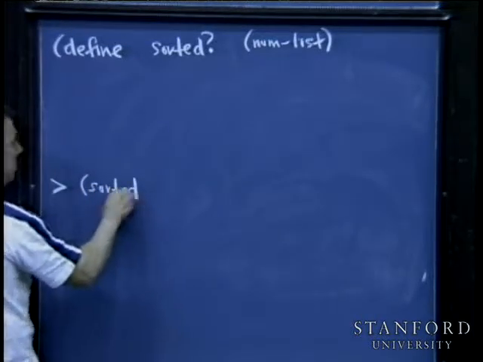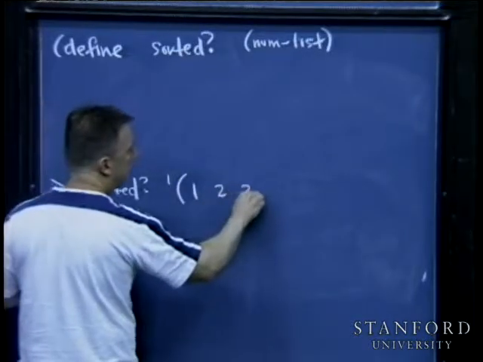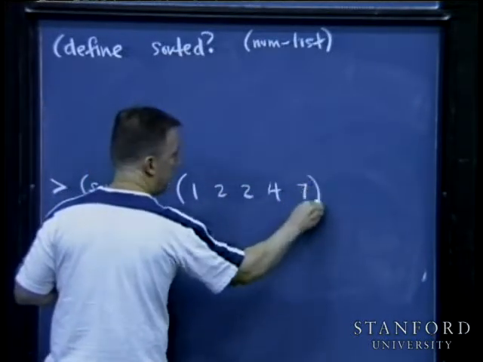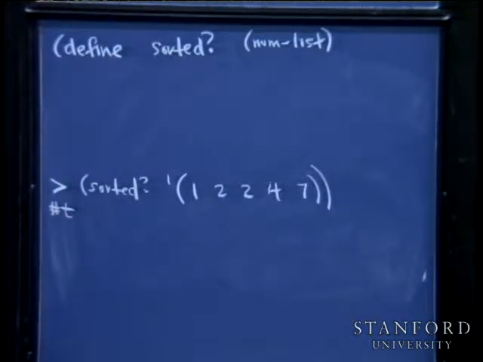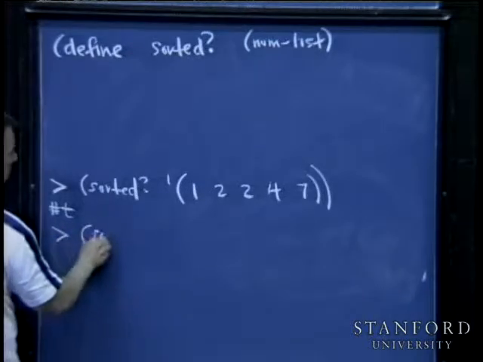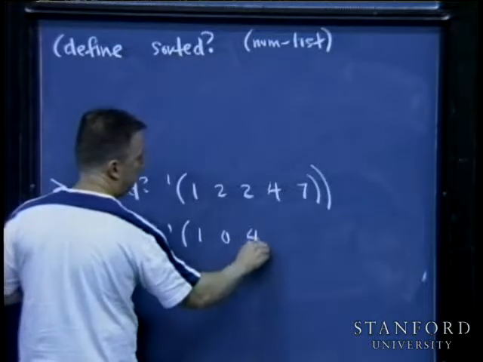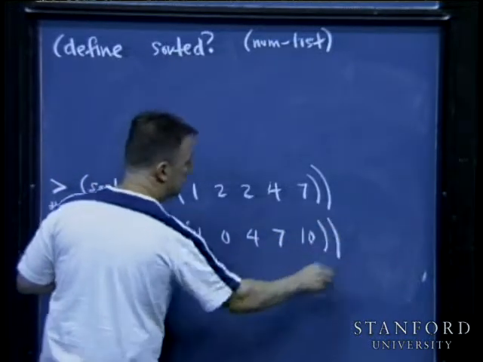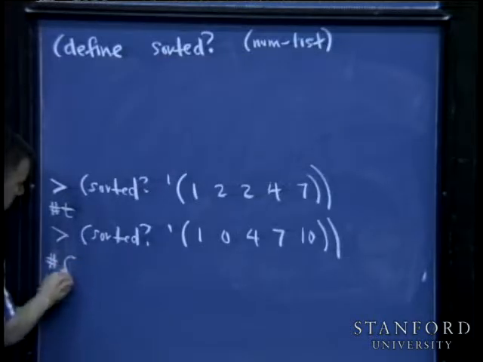Sorted. Sorted of something like 1, 2, 2, 4, 7 should return true or something equivalent to true. Okay, and if I try to walk the system and do something like this, certainly it's close to sorted by some informal definition of close, but because it dips once, it's technically not sorted the way I want it to be. Okay? So this would come back with a false.